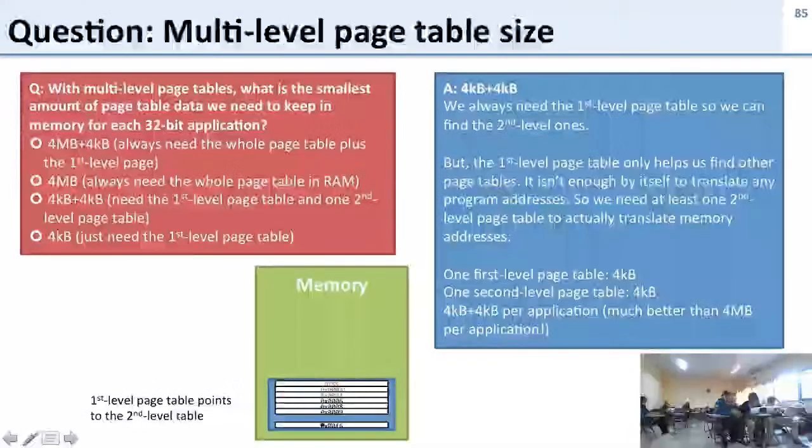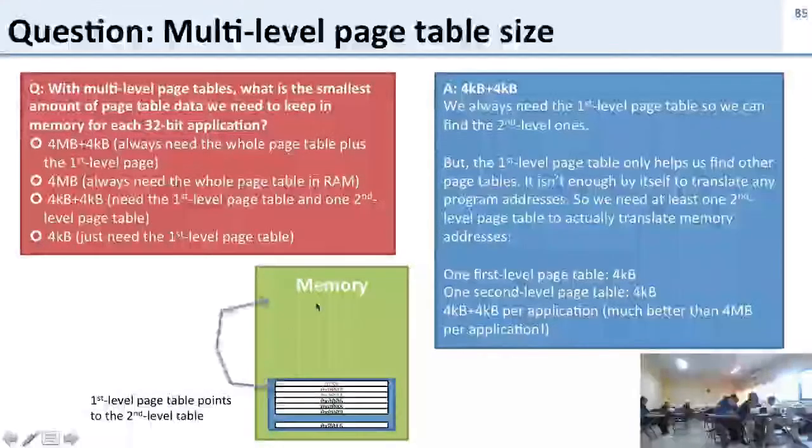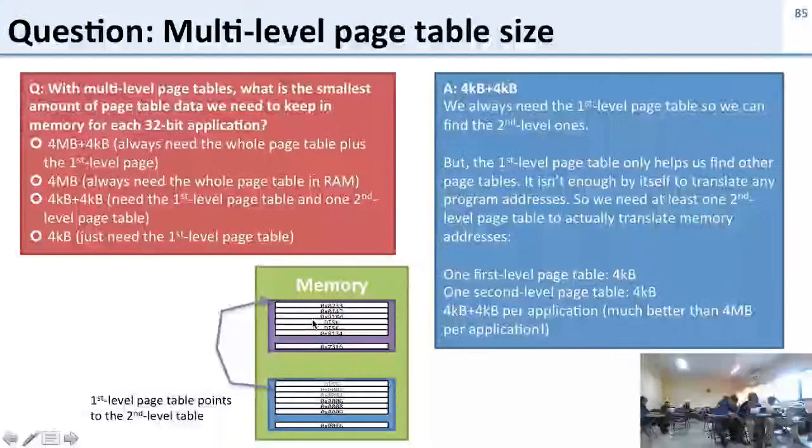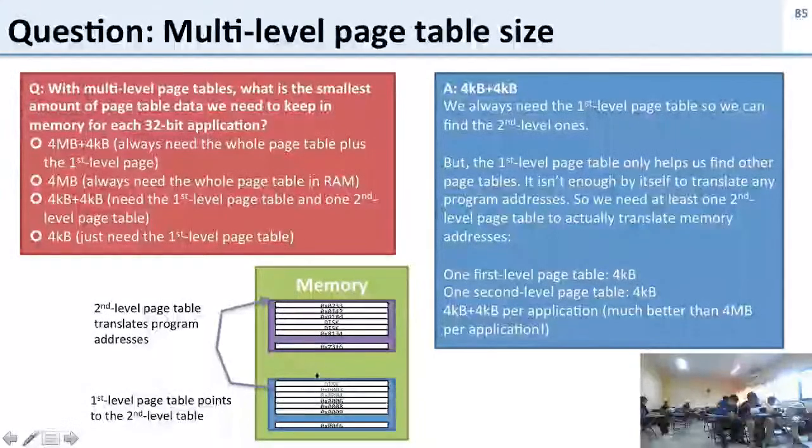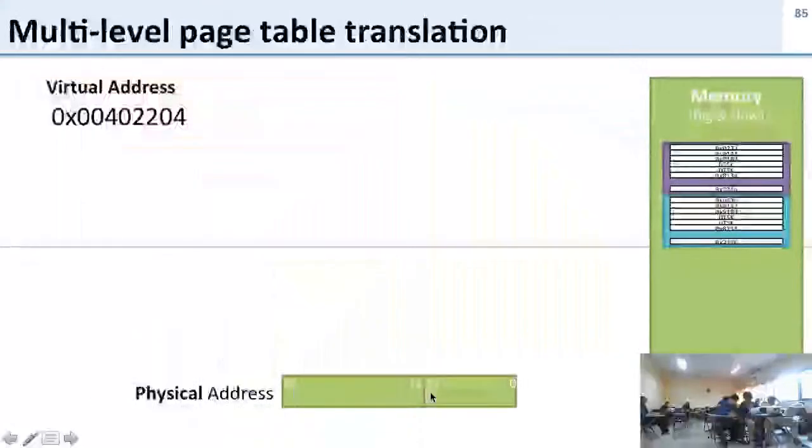So here's our memory. We need to have at least our first level page table, and that's going to point to at least one second level page table, and we need both of these in memory at the same time so we can actually do any translation. Now let's take a look at how we actually do the translation with a multi-level page table.